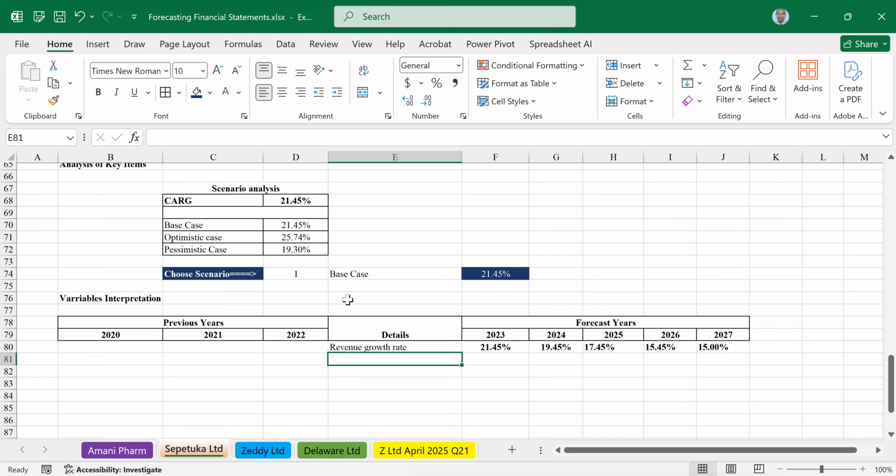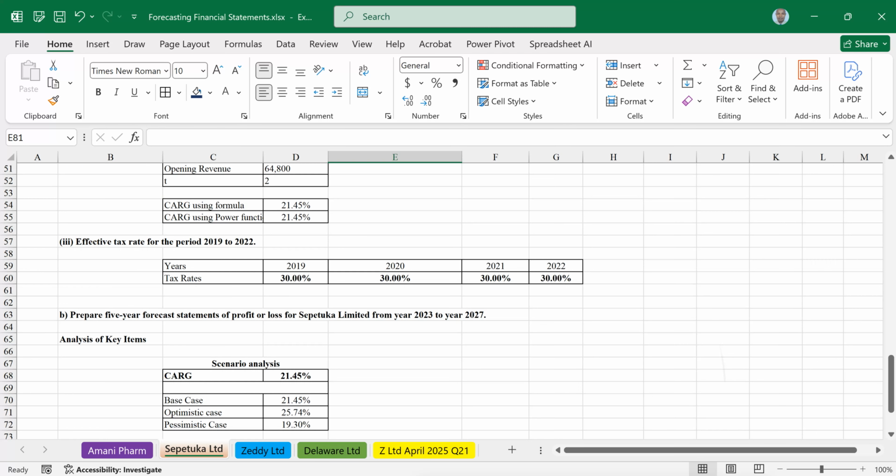Now that will apply even if you pick another scenario. Let's say you pick another scenario, even the pessimistic one, the minimum will just be 15%. It will not go below the 15%. Even if you pick this other one, it will not go below the 15%.